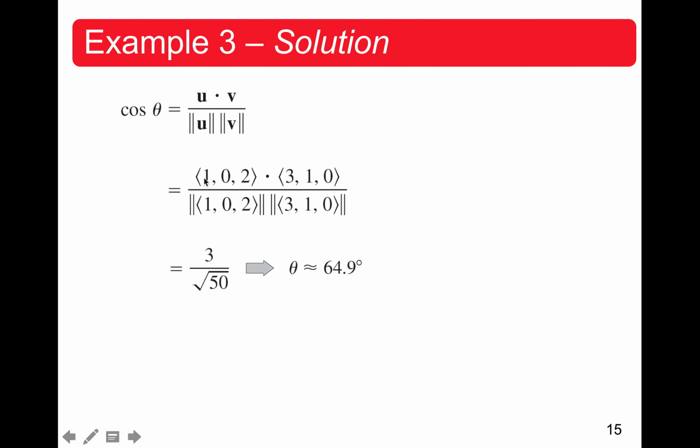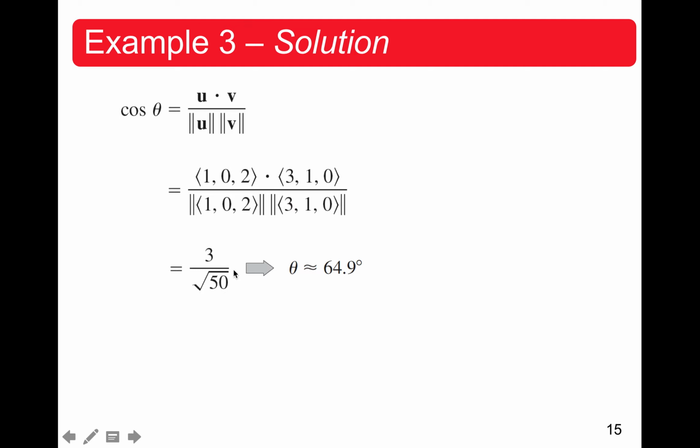So where the 3 is coming from is we have 1 times 3 plus 0 times 1 plus 2 times 0. Well, we know those second two multiplications are just going to result in 0, so the only number you have is 3. Then where the square root of 50 is coming from is we're taking the magnitude. So 1 squared plus 0 squared plus 2 squared, that would be 5, and then we take the square root, so it'd be the square root of 5. And then this one right here would be 3 squared plus 1 squared, which would be 10, so we have the square root of 10. So the square root of 5 times the square root of 10 is the square root of 50.